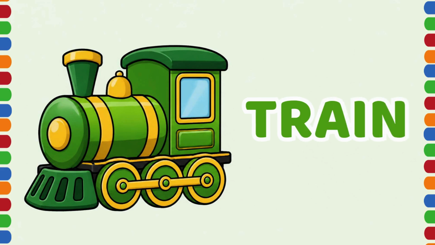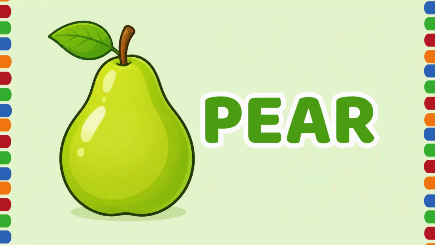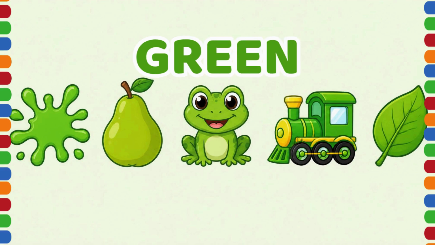Green train. Green train. This is a green train. Green pear. Green pear. This is a green pear. Let's repeat. Green. Green pear. Green frog. Green train. Green leaf.